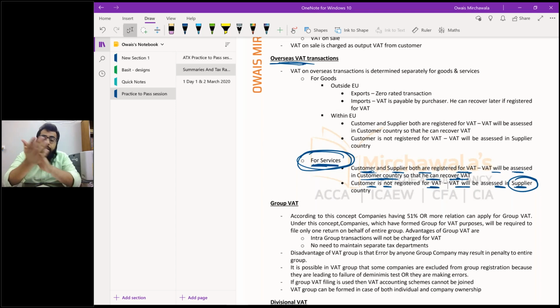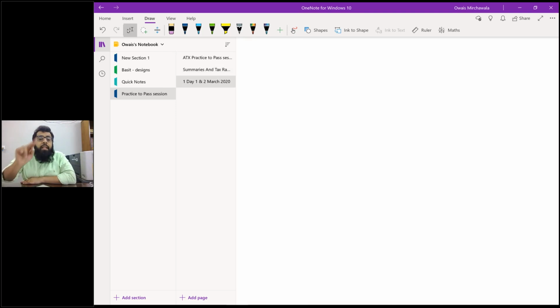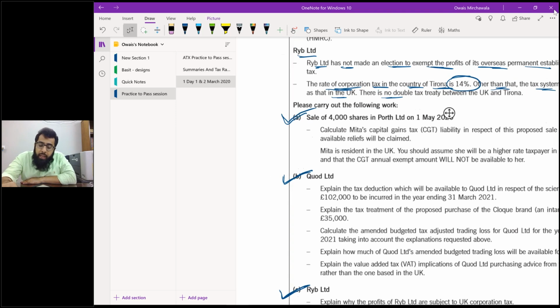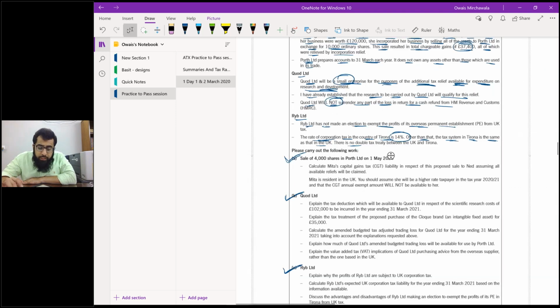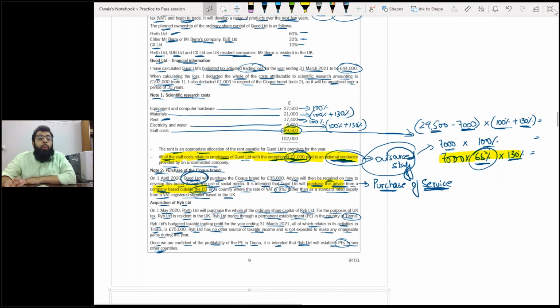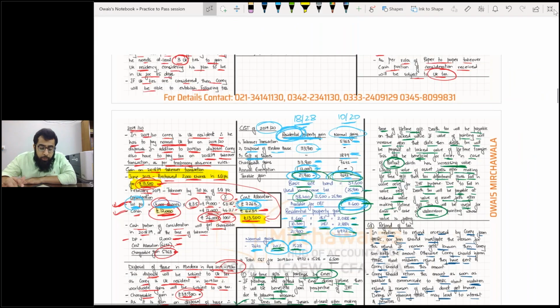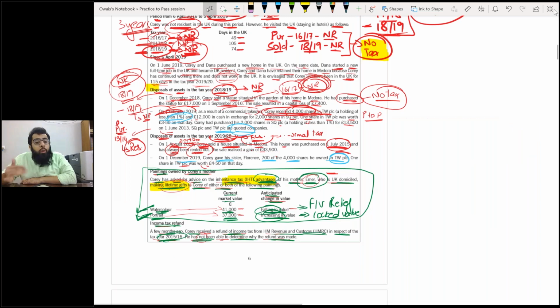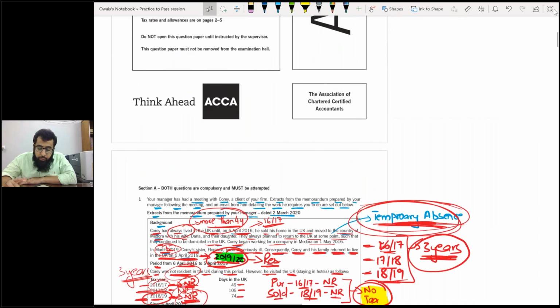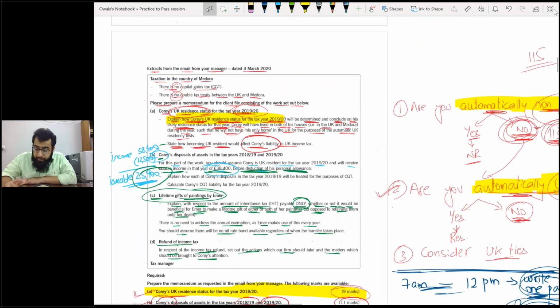Someone has asked, are these summary notes complete? Yes, they include all rules. They are complete, they are comprehensive, and they are best for your revision. The second thing I want from you all is to read question one again on your own, so that you will get more clarity.